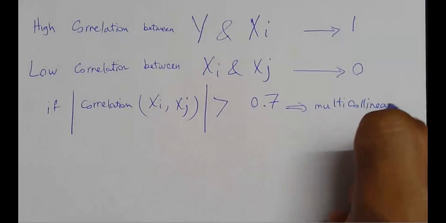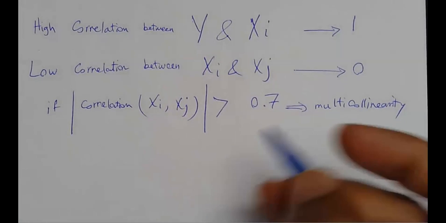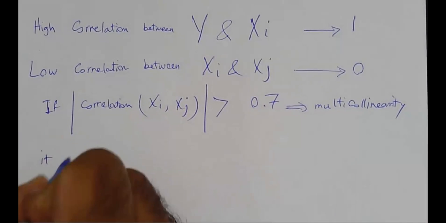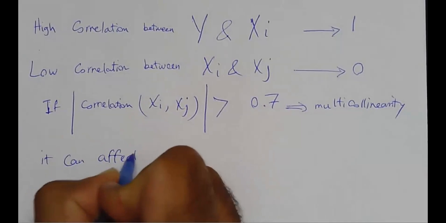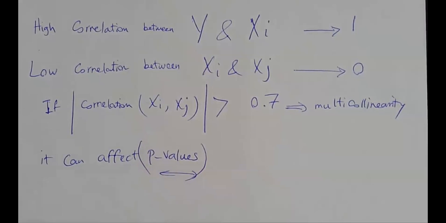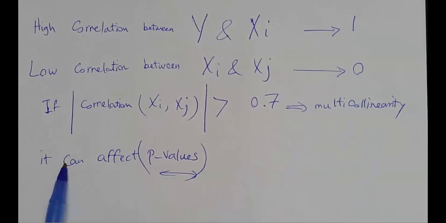If the absolute value of correlation between any two independent variables is above 70%, that is called multicollinearity. So there is multicollinearity between xi and xj. There is multicollinearity in the model, which can affect, I'm not saying that it will affect, it can affect the p-values that we use for checking the significance. So it can affect the p-values in a bad way, in a misleading way, that we don't want to happen, all right? So this is what happens. If you have multicollinearity, it can affect p-values.